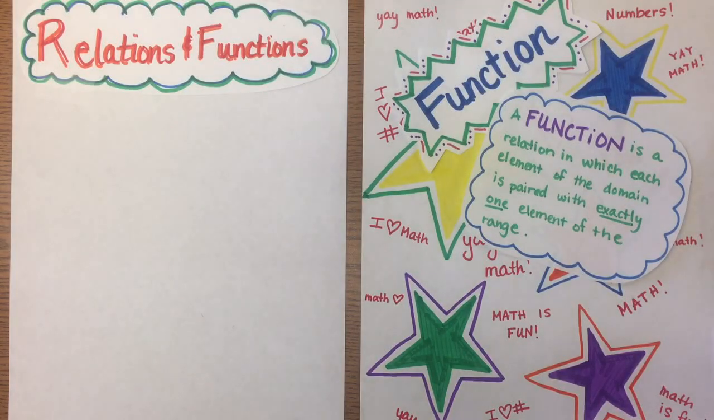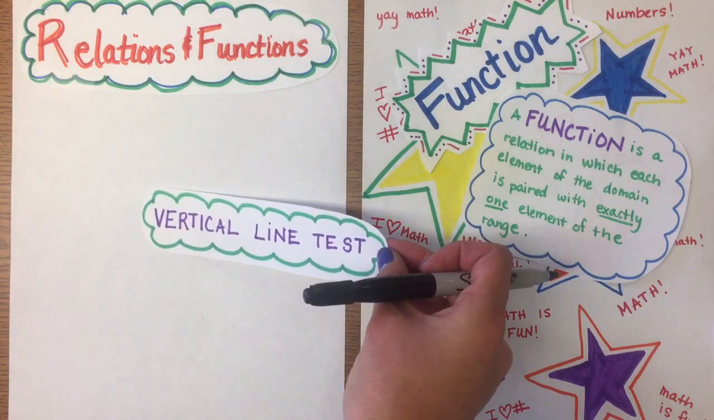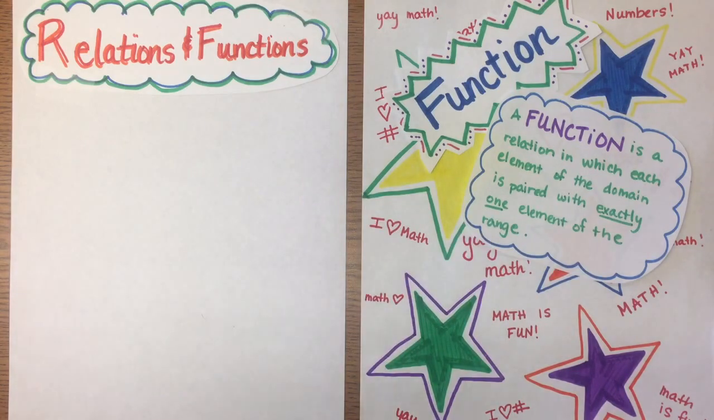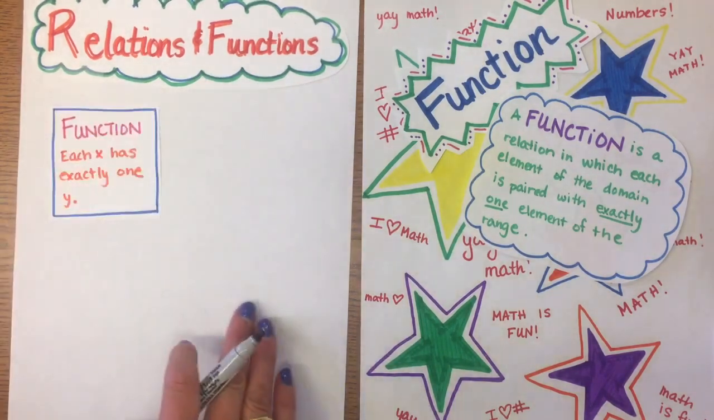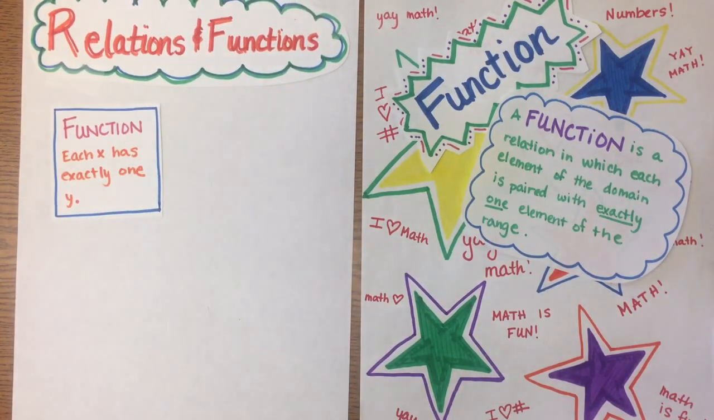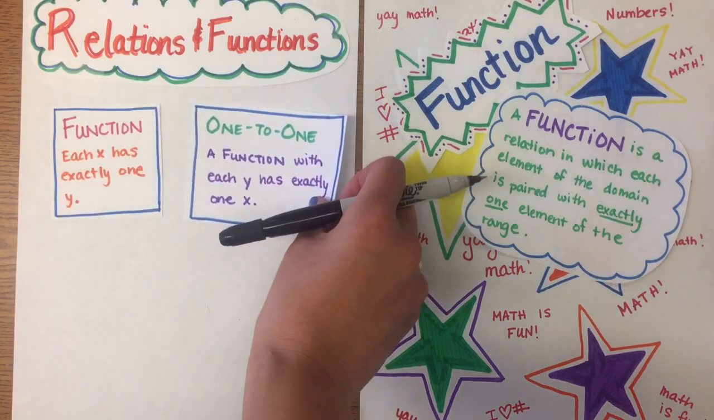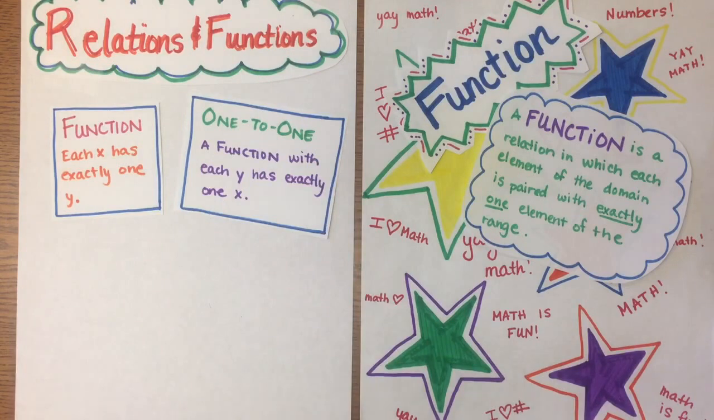Welcome back. We're continuing to talk about relations and functions, and right now we've been talking about functions. We just talked about using the vertical line test to determine if we had a function. In a function, each x has exactly one y. Now I want to talk about one-to-one functions, which are a special type of function.